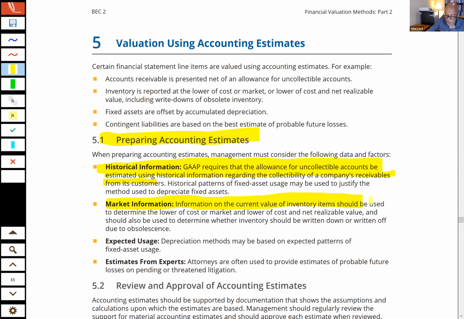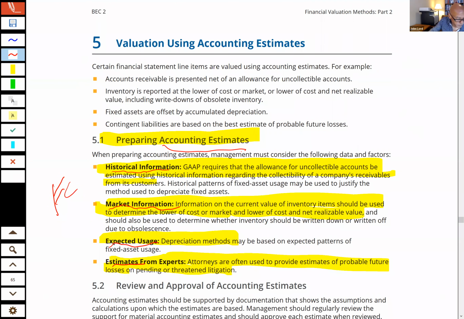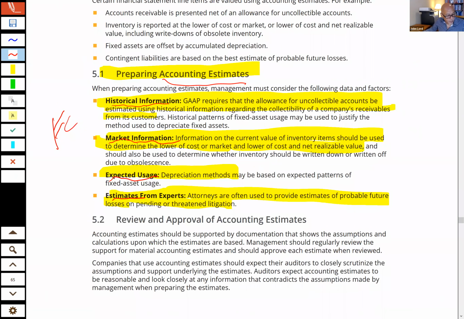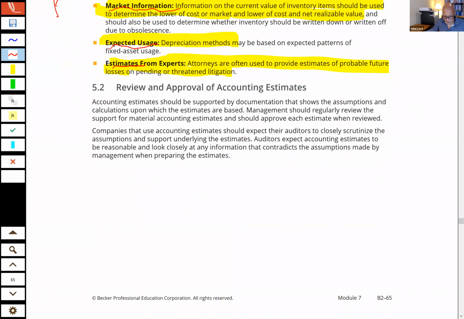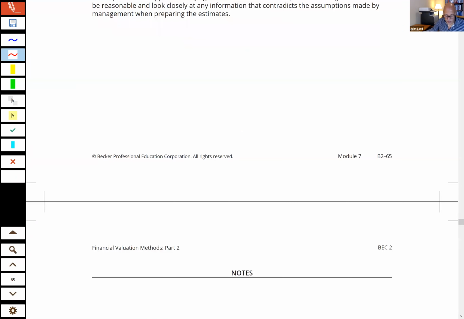Market information, we talked last time about using the lower of cost or market for our LIFO, lower of cost or net realizable value for all other inventory methods, but again, using market information. Expected use, that's common for depreciation. Estimates from experts, for example, attorneys will give us considered losses on pending or threatened litigation. Now you don't have to flashcard those examples, but I would like you to flashcard the different methods that we are considering and listing here for accounting estimates. All right, guys, nothing very fancy there either, really just a list of definitions, no calculations.